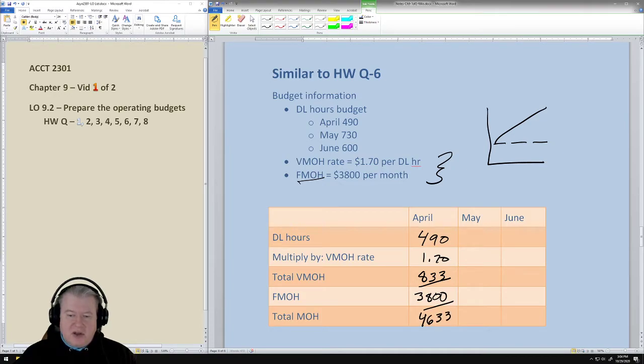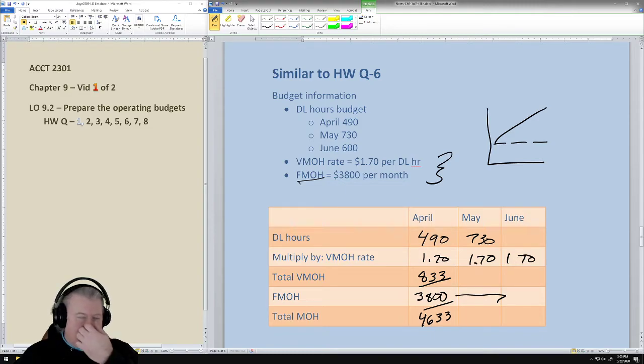As you can see, there's no month-to-month interaction. It's the same method of calculation each month. In fact, the 3,800 stays the same all the way through, and the $1.70 stays the same month to month. So really all you're doing is calculating a new variable part and then adding that to the fixed part.